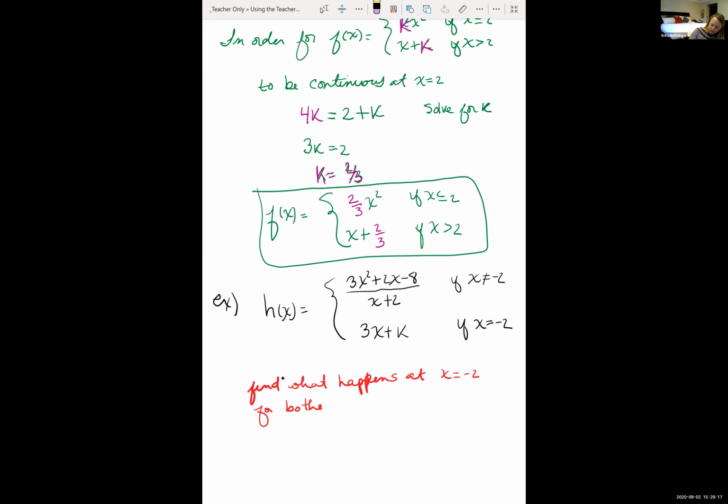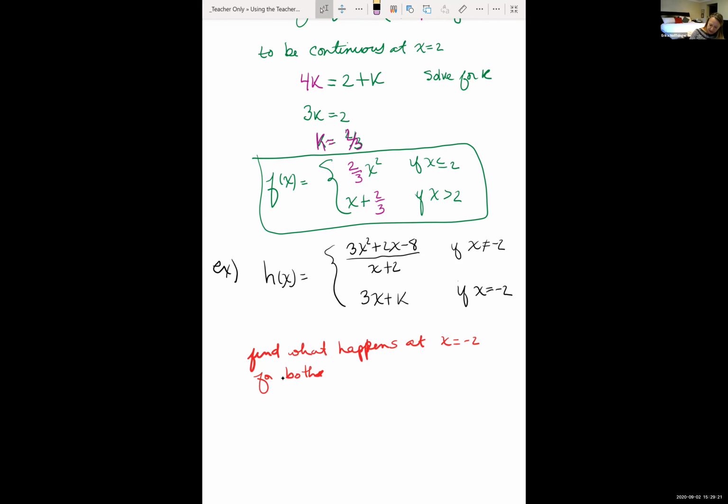So notice if we plug in -2 into that first equation, I'm going to put parentheses wherever I saw an x and replace it with the -2. So if we had 3, you see x there, square it, plus 2, you see an x there, -8 all over, you see an x plus 2. Well, notice if we plug in -2 here, I see my denominator equals 0.